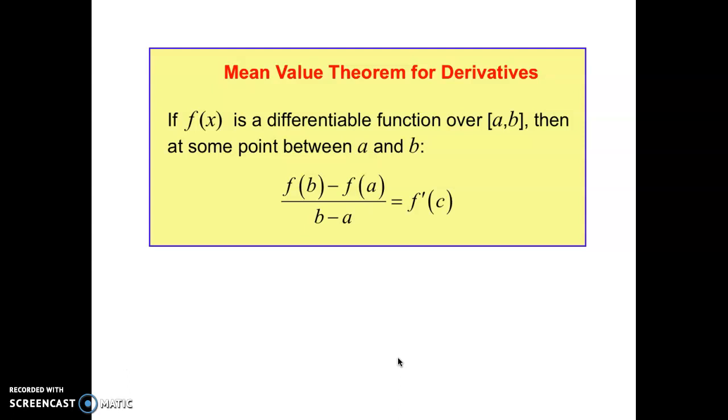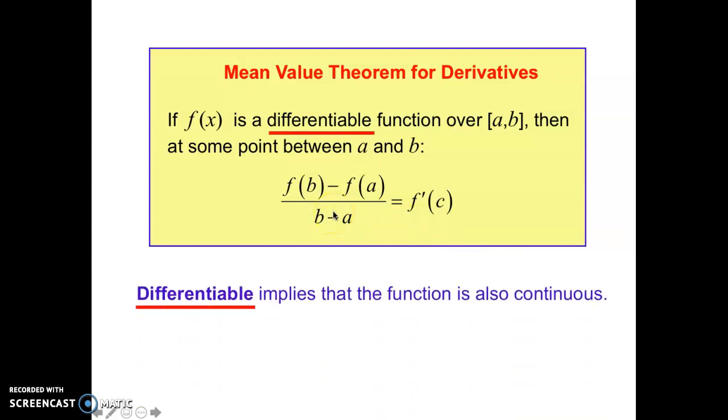The mean value theorem for derivatives says this: if f of x is a differentiable function over a closed interval from a to b, then at some point between a and b, this equation will be true. All right, so let's try to think through this equation and see exactly what it's saying.